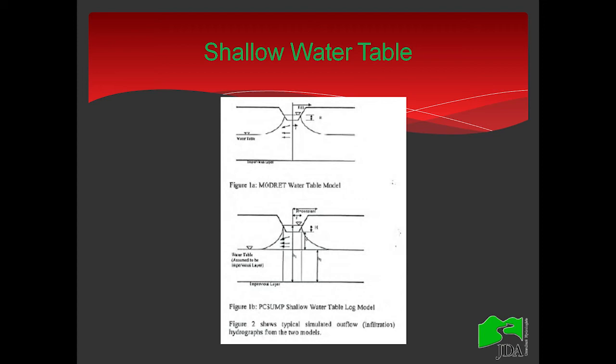This PC sump shallow water table, it assumes there is no flow into the water table, so I've drawn a line across there. This PC sump only allows water to move above the water table. So again, it tends to overestimate basin areas because it doesn't allow for the fact that the water actually moves into the water table.